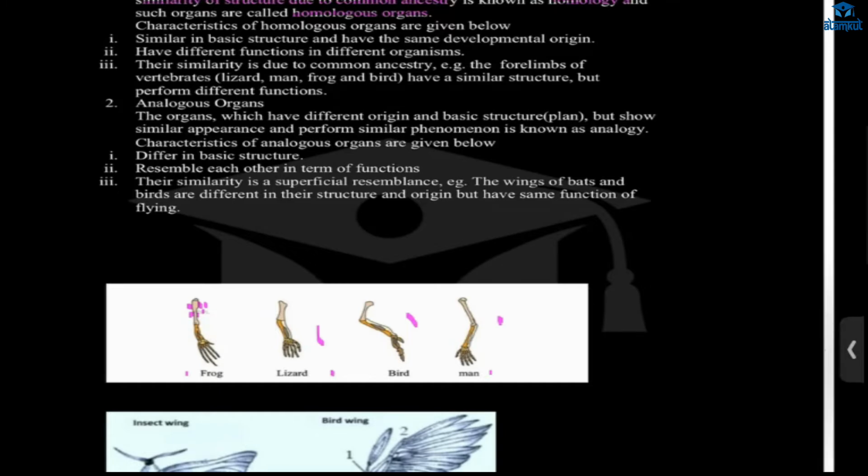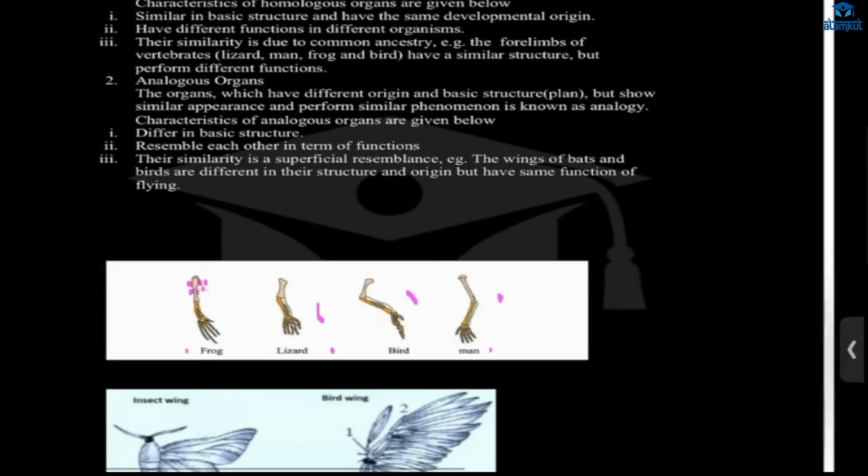Structurally they are similar because they have a common ancestor. But the thing is, their function is different. Frog will use it for jumping, lizard for crawling on the wall, bird for flying, and man, what is that, for holding or walking, all that. Okay, they are performing different functions.